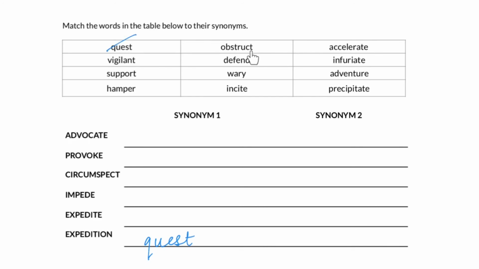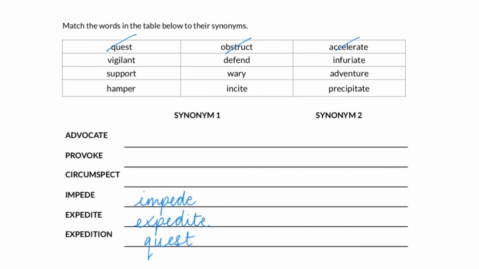Obstruct. Remember that what that meant? You can think about the block of ice. So that's to block someone's way, to prevent them from doing something. So which of these prevents someone from doing something? Impede. Now don't forget, hopefully you've already done it, but you can just pause this video right here if you want to do these on your own, and then check your answers by pressing play. Then we have accelerate. Remember that about the accelerator pedal in the car, that speeds things up. And expedite meant to speed things up.